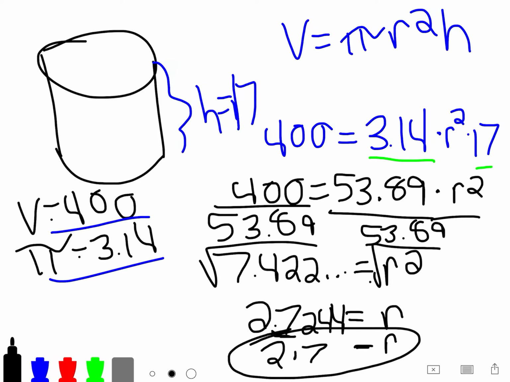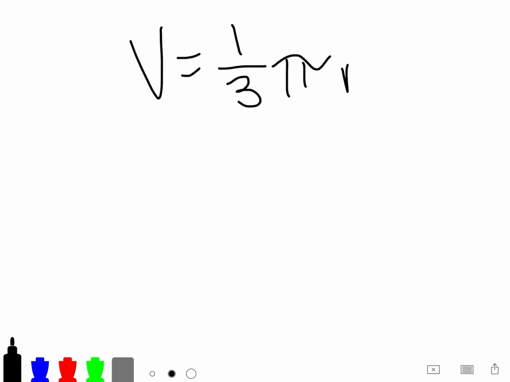For a cone, you're going to do the same thing, except the cone, remember, its volume equals 1/3 pi r squared times height. So you're just going to substitute it once again, but you have to remember to keep account for that 1/3.